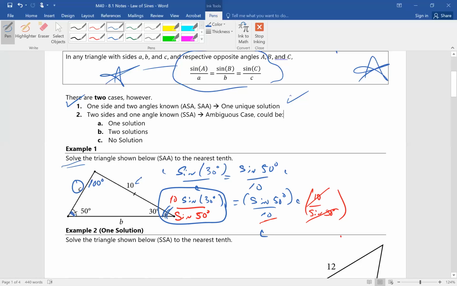And if you go ahead and make sure you are in degree mode, getting rid of this for the next portion of the problem. If you're in degree mode and you hit enter and all that, pause the video, see what you come up with.